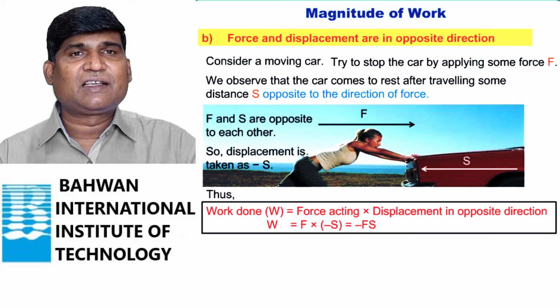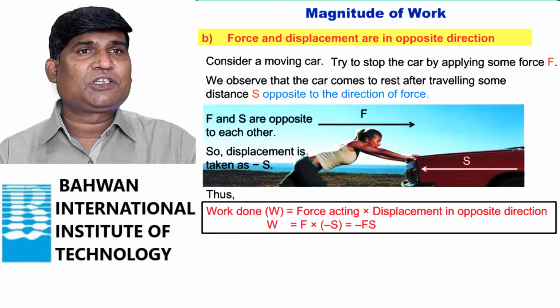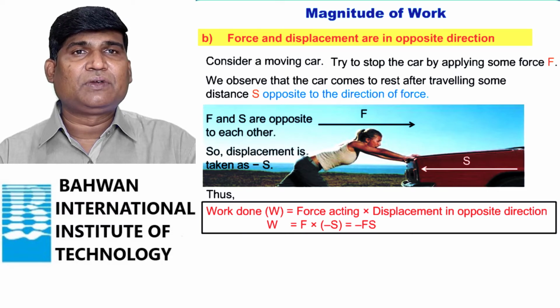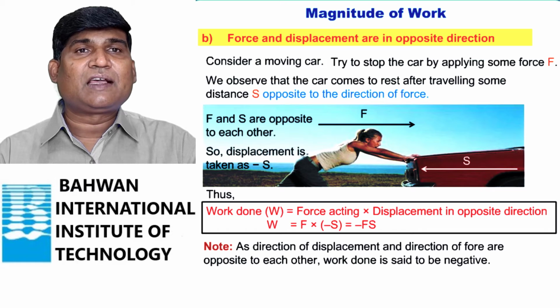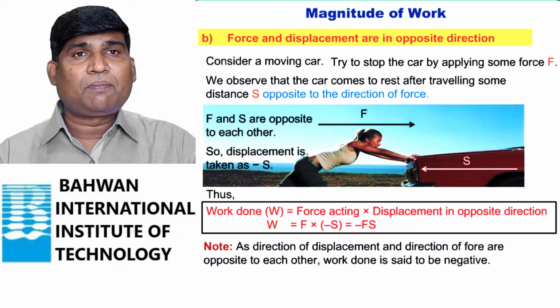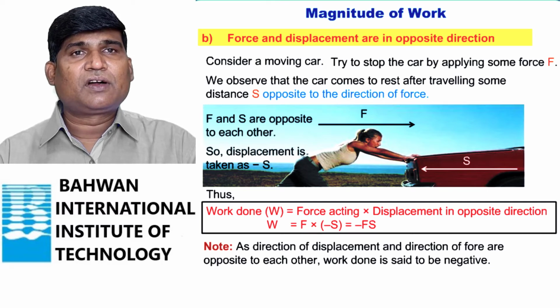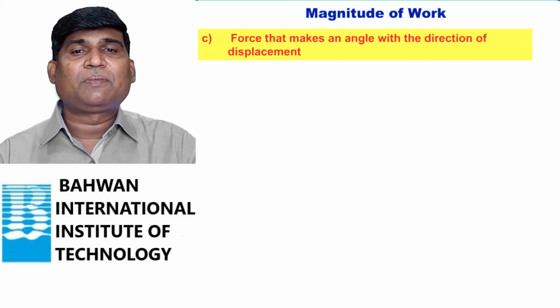So in this case, when you use the formula for work done, force acting into displacement in the opposite direction, that is W is equal to F into minus S. That means W is equal to minus Fs. That means this work we say is negative work. So whenever you are applying force in one direction but the body is getting displacement in the opposite direction, then the work done is negative work. W is equal to minus Fs, right? These things we have to keep in our mind.